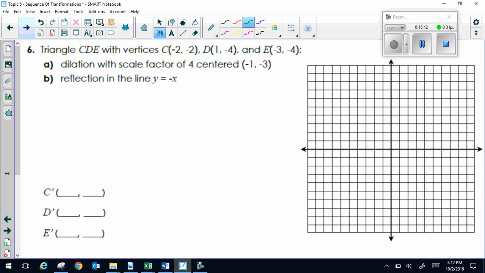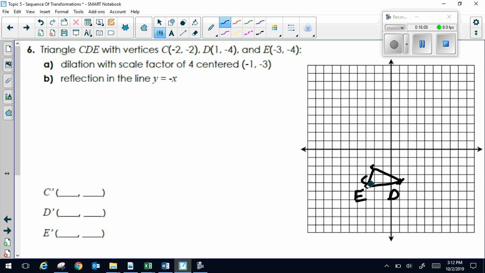All right, last one. Okay. We're going to plot the points. C is at -2, -2. D is at 1, -4. And E is at -3, 4. So there's E. So there's my triangle.